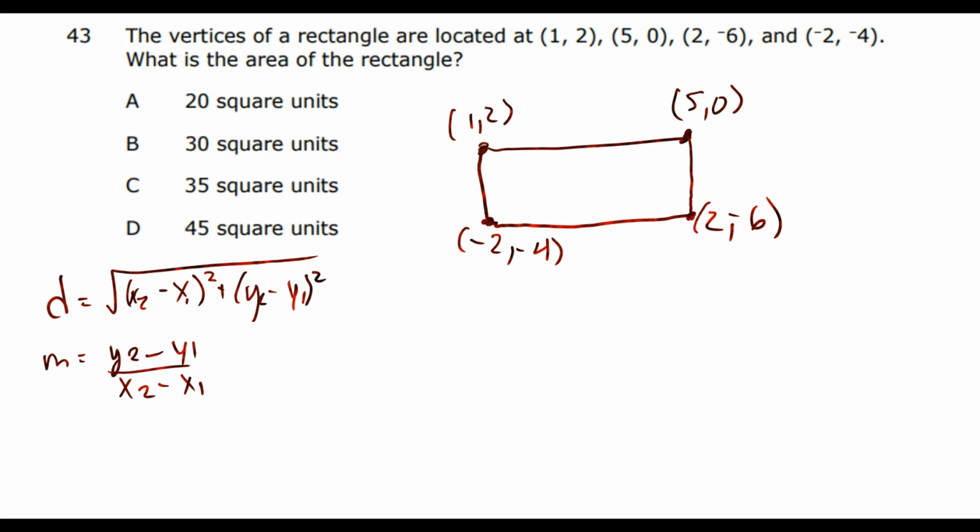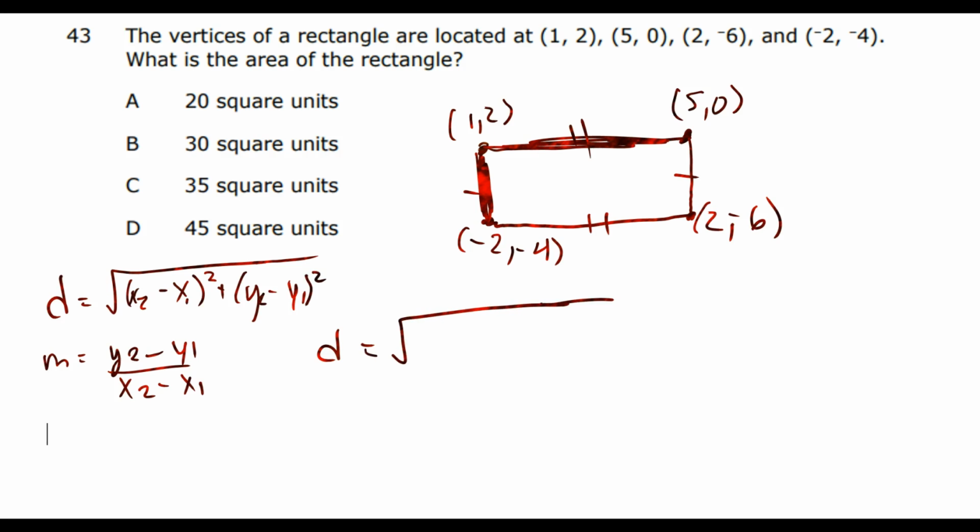Okay, so I'll just use the distance formula. I need to find this side right here, and then I can find this side right here, and I know that these two sides are equal, and these two sides are equal. We're not finding a perimeter. It's asking to find the area of the rectangle anyway. If I asked to find a perimeter, we would add them all up. So, the distance formula.